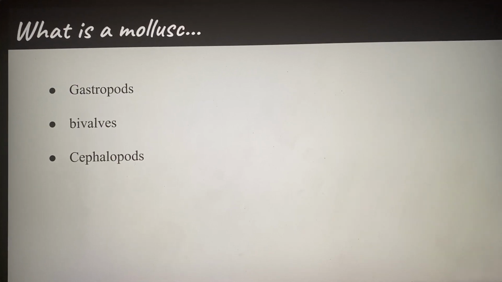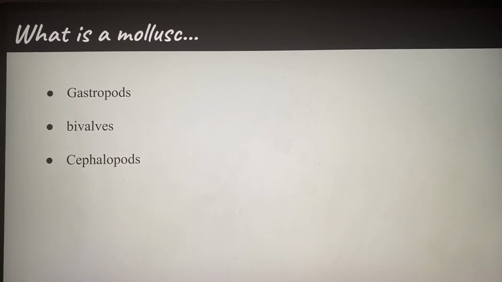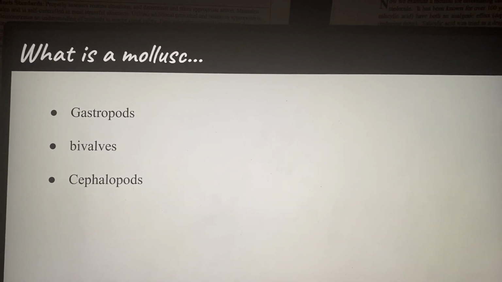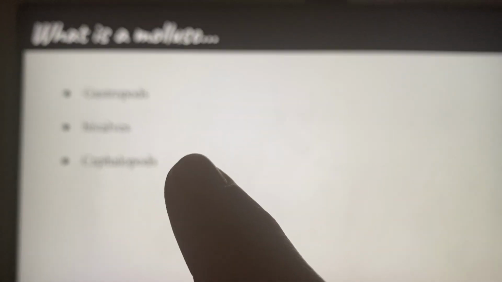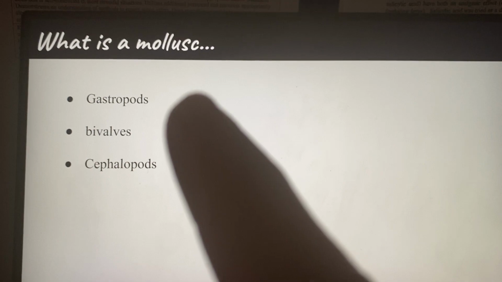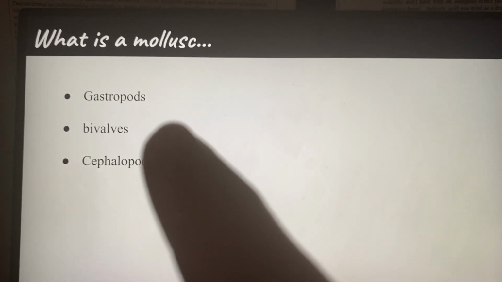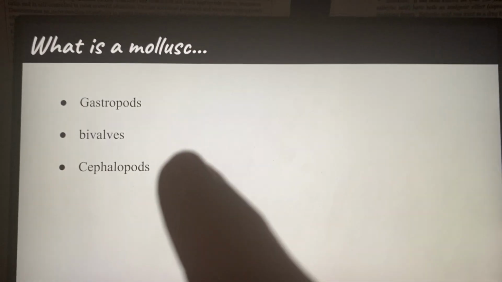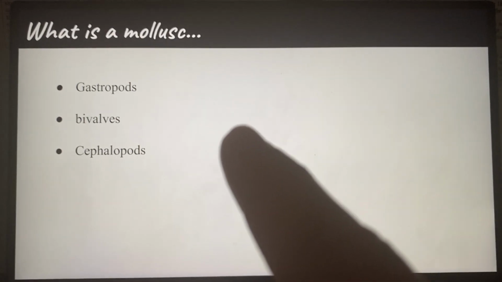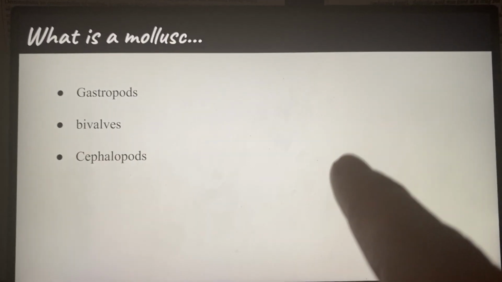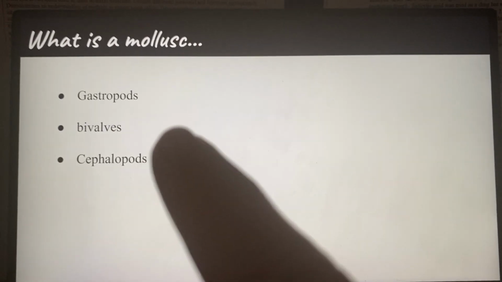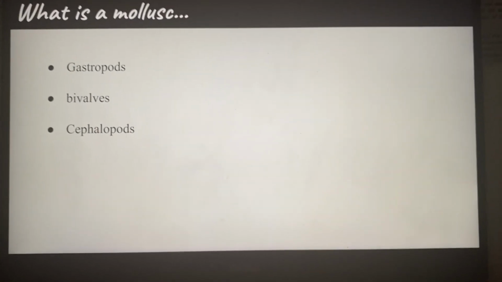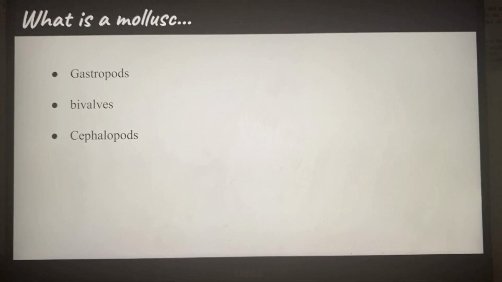Okay, so next we're gonna go over what a mollusk is. They're separated into three different classes, which are right here. There we go. So we got your gastropods, your bivalves, and your cephalopods. You really need to understand exactly what these are because later on in the presentation, I'm gonna be referring to them as these three classes right here. It's important that you know the difference between the three.